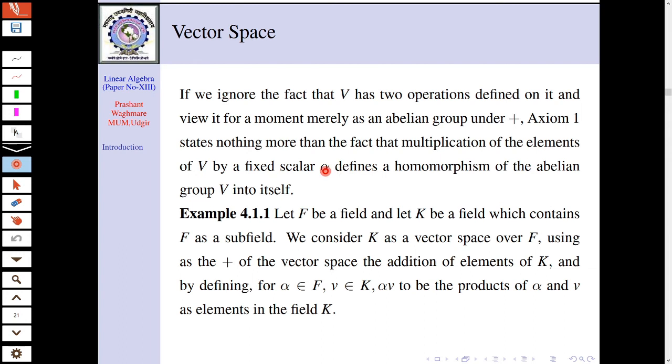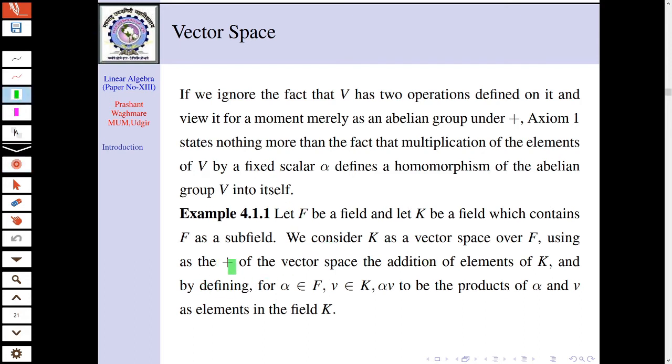So let's see the example. One can observe here that one basic example is that every field is a vector space over itself, and for that I can make a general statement. So that general statement is here. Let F be a field and K be a field which contains F as a subfield. See here, K is a bigger field and F is a subfield of K. Then we can consider that K is a vector space over F. Means I can say that every field is a vector space over its subfield. That I can say here directly.